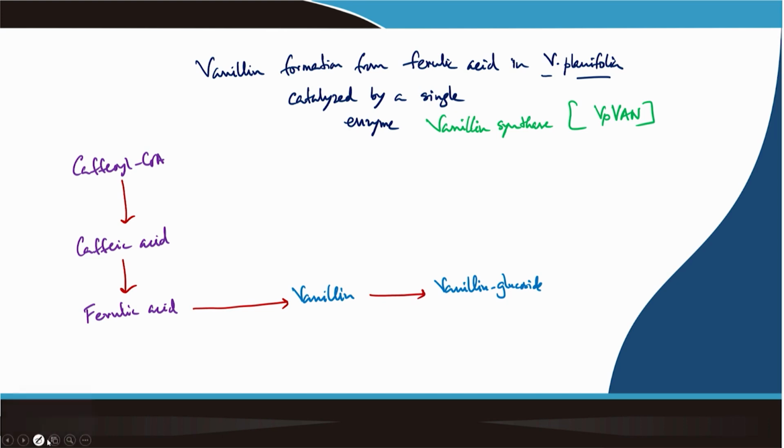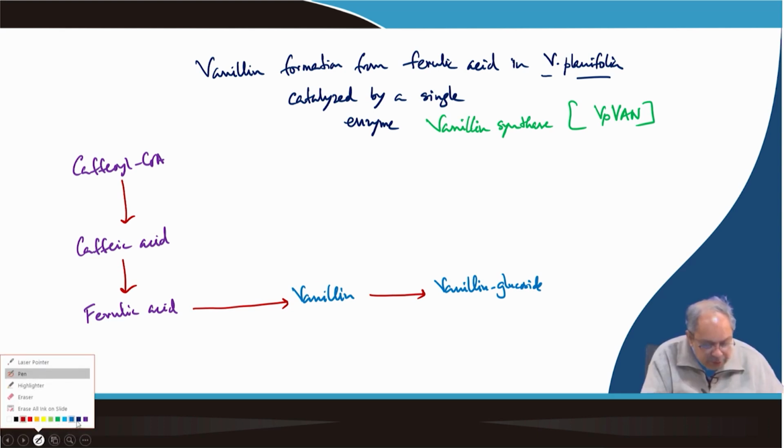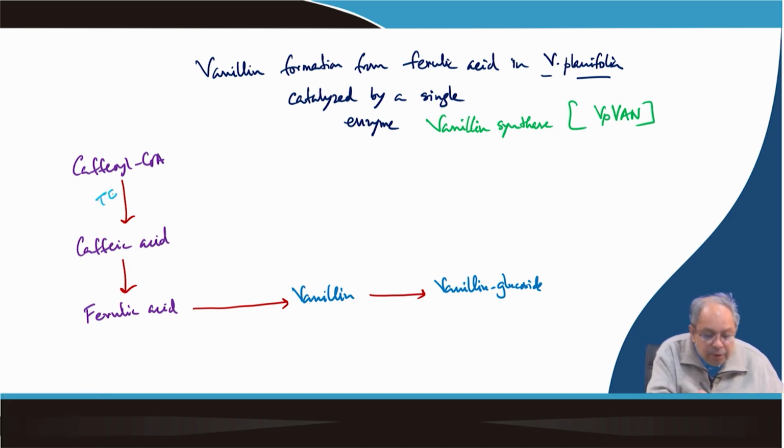So, thioesterase will release the CoA thioester out, leaving caffeic acid, and that caffeic acid will be converted to ferulic acid by a COMT, caffeic acid O-methyl transferase, which basically adds a methyl group at the 3 position, making ferulic acid. And this ferulic acid will be converted into vanillin, and they have named this van.